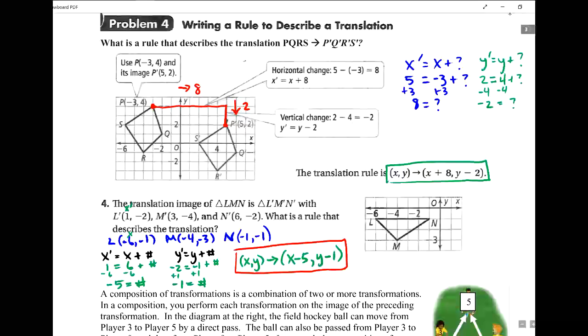So 1, x is negative 6. Well, that's going to change everything. Plus 6. So this is 7. Plus 6. Go fix all these.